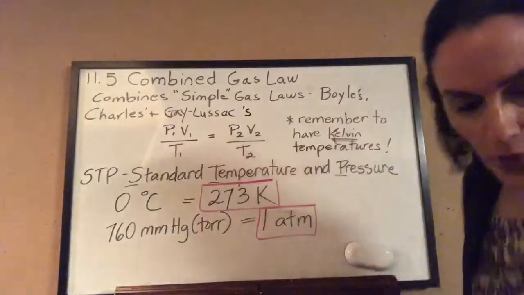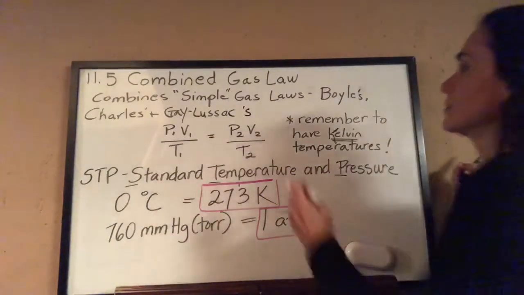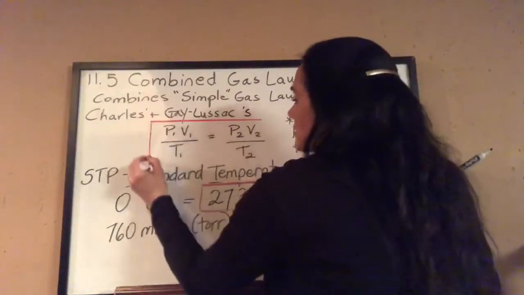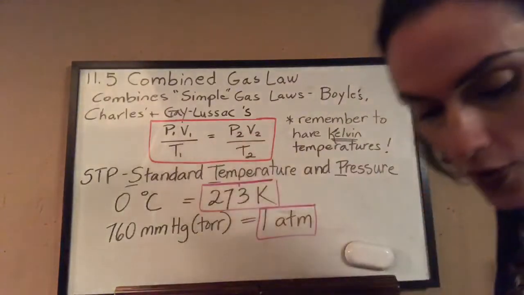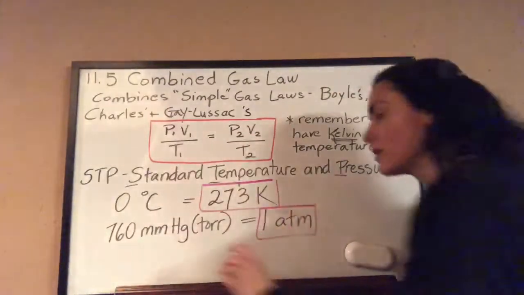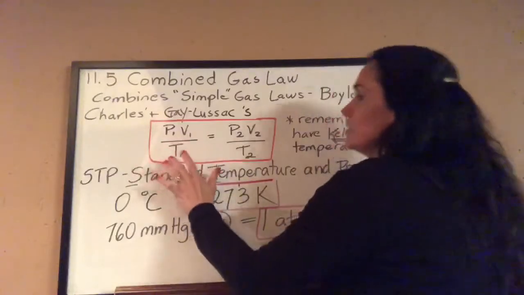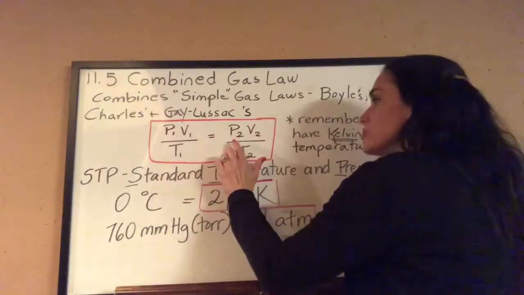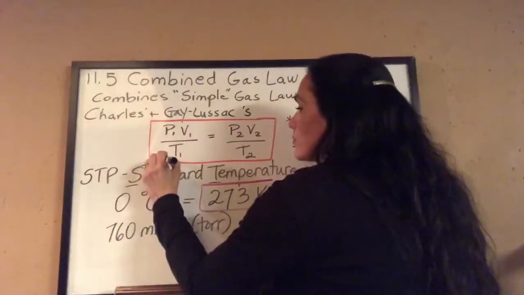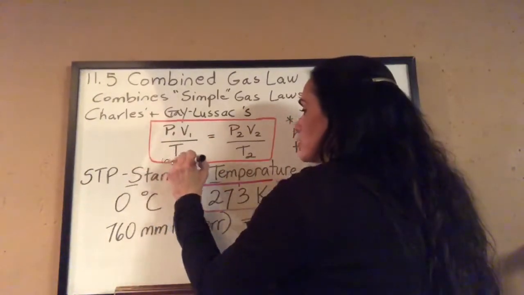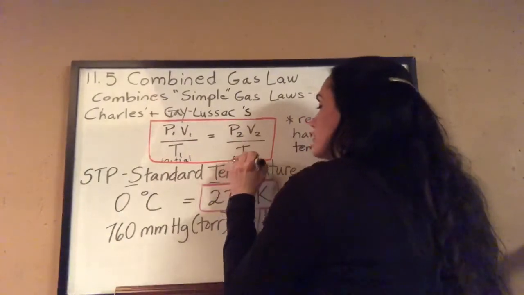So the formula for the combined gas law is as follows, okay? P1 times V1 over T1 equals P2 times V2 over T2. You still have your initial conditions and your final conditions.